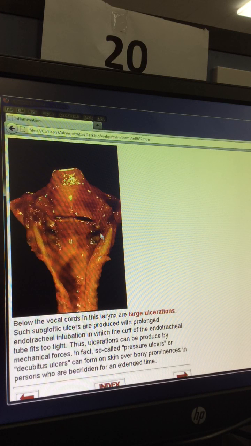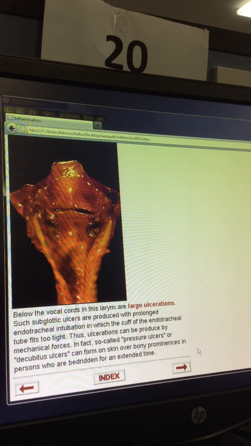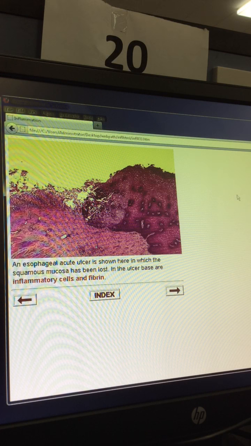Here is the epiglottis. Here is subglottic ulceration. This is because of the intubation; the patient has an endotracheal tube that was very fit or tight, so this is a pressure ulcer. Here we have the esophagus. Why do we say the esophagus? Because this is stratified squamous, which we can see normally in the esophagus. Here we have a skip of the normal mucosa, replaced by debris and fibrin with inflammatory cells. So this is an ulcer.